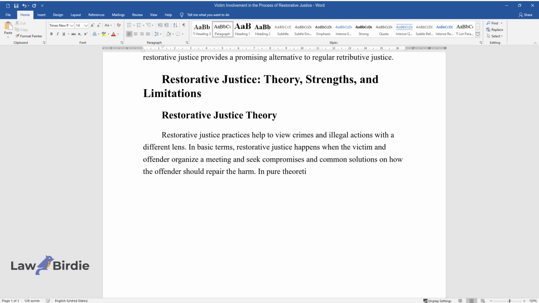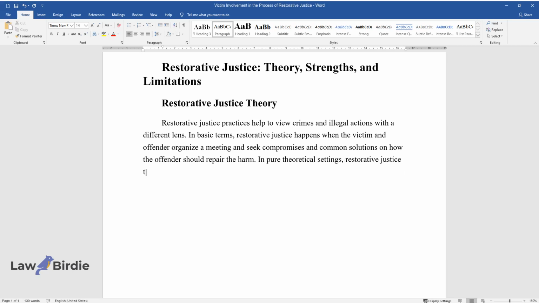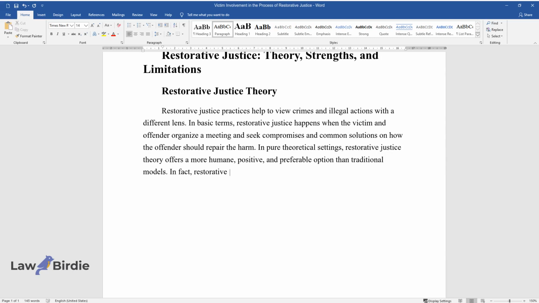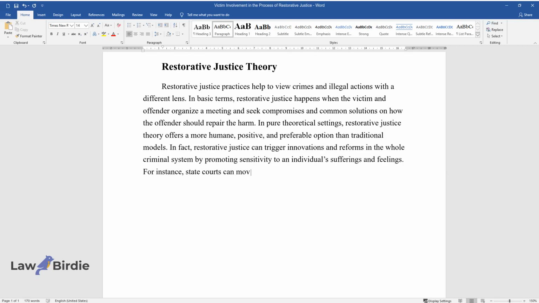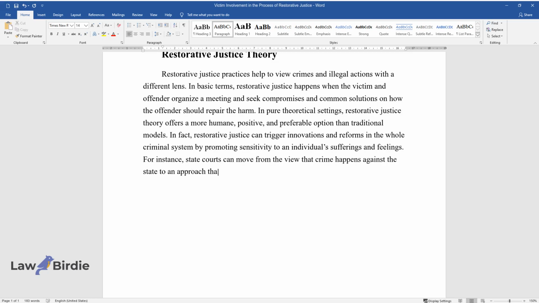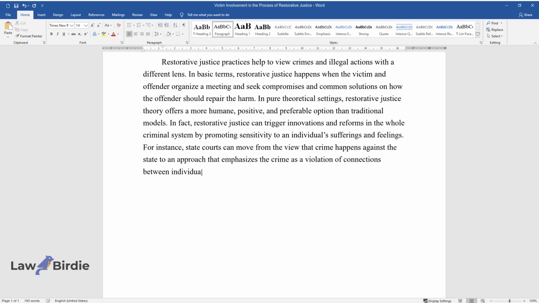In pure theoretical settings, restorative justice theory offers a more humane, positive, and preferable option than traditional models. In fact, restorative justice can trigger innovations and reforms in the whole criminal system by promoting sensitivity to an individual's sufferings and feelings. For instance, state courts can move from the view that crime happens against the state to an approach that emphasizes the crime as a violation of connections between individuals.